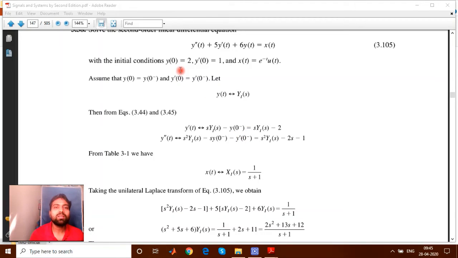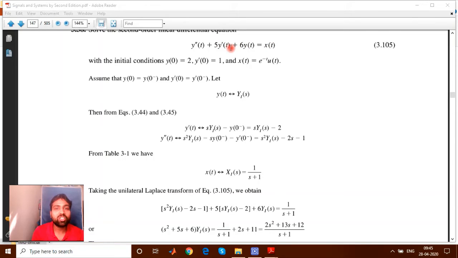So here it is given y(0) equals 2, it means it was working, something was there in the output of the system. y'(0) equals 1 and so on. And x(t) is also given as e raised to the power minus t, u(t). So let's start with this. First of all, step number 1, we have a target to convert this whole thing into Laplace transformation terms in the s domain. So we have x(t) as X(s), y(t) as Y(s).